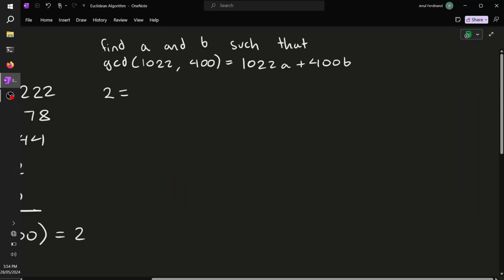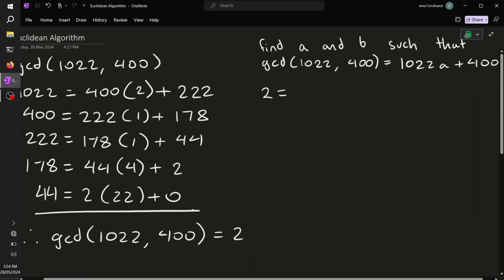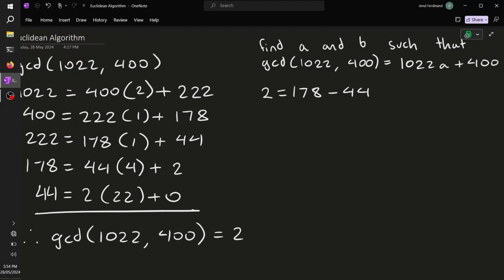So 2 equals 178 minus 44 times 4. Now here I actually don't want a minus, so I'm going to change this to a plus and then change this to a negative 4. Now that's the first step done.